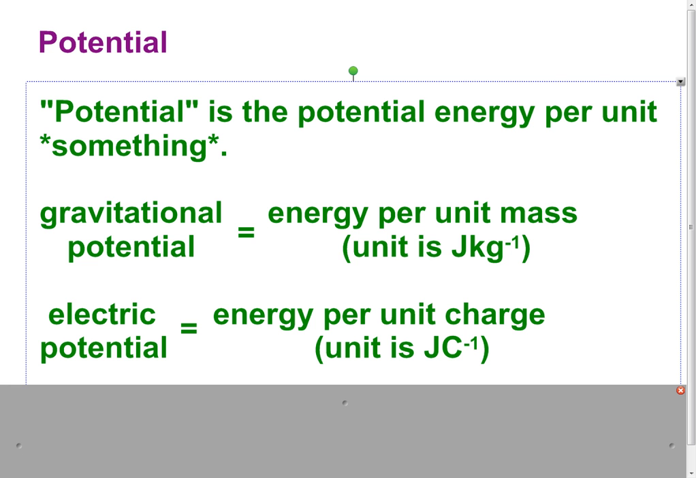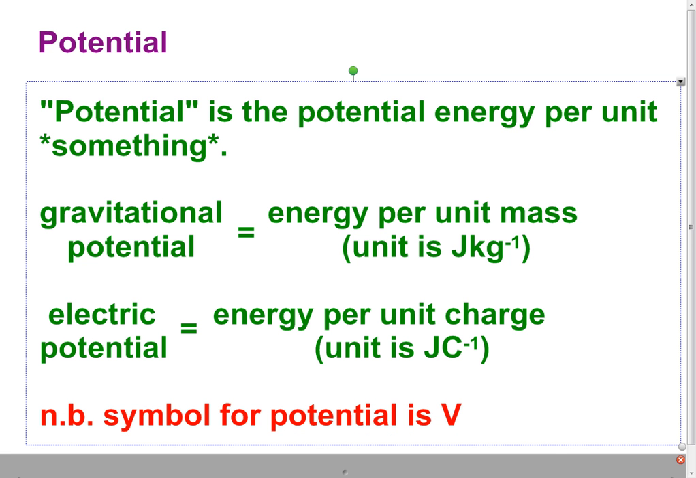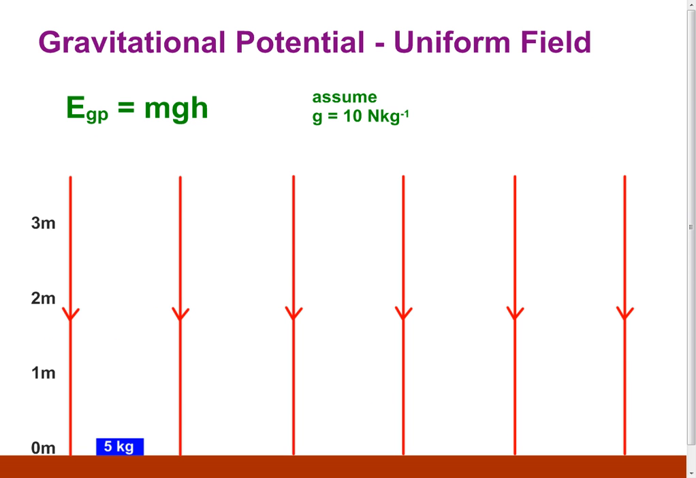The electric potential is going to be the energy per unit charge at that point in an electric field, and the unit is going to be joules per coulomb. And conveniently, both of these have the same symbol V for potential. So potential is the energy per unit mass, or the energy per unit charge at a point in a field. Now, what on earth does that mean? How can we calculate it? Well, let's do an example, and hopefully it will start to make some sense.